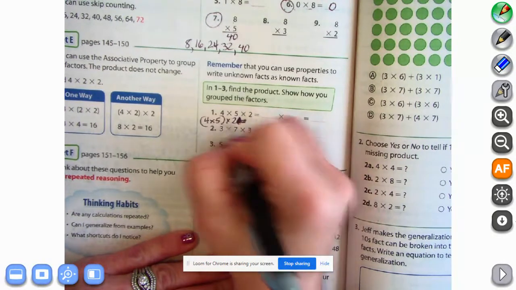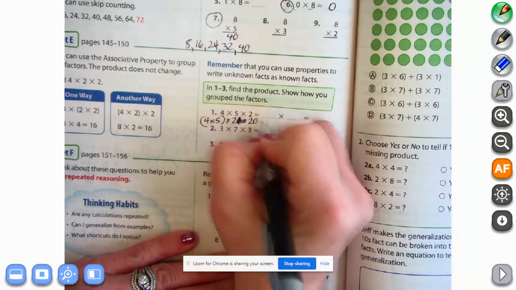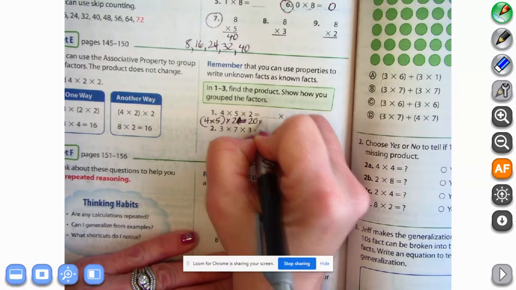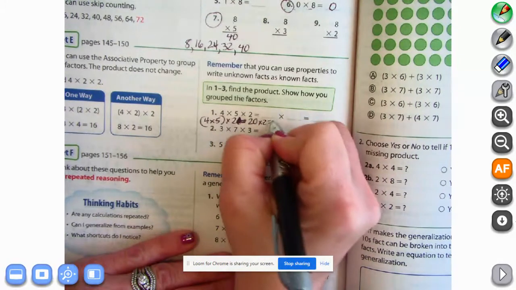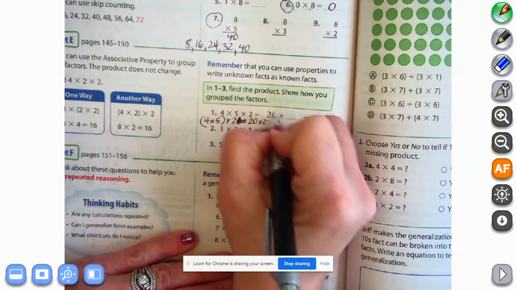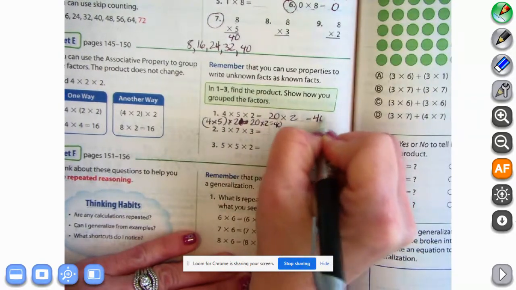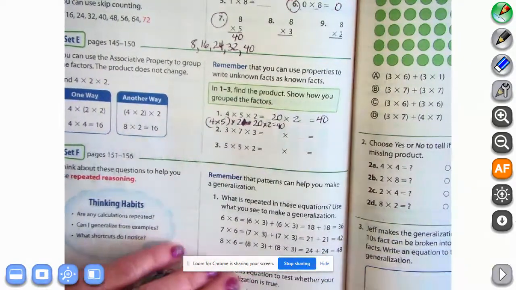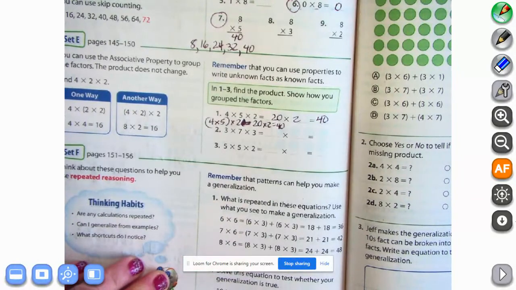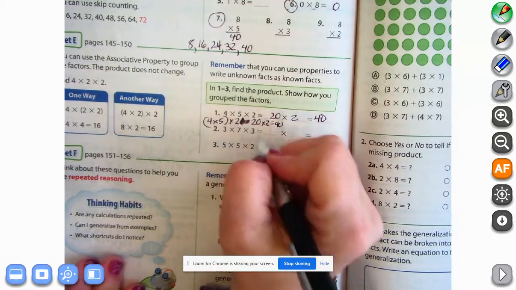4 times 5 is 20, and 20 times 2 equals 40. I guess since there's only room for 1, we don't really need to write it below. Let's try it the right way on the next one.